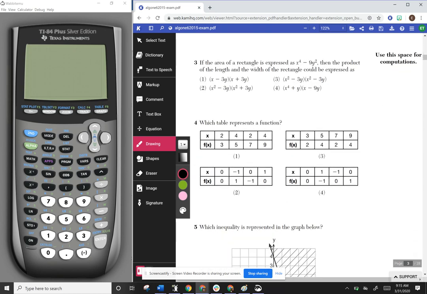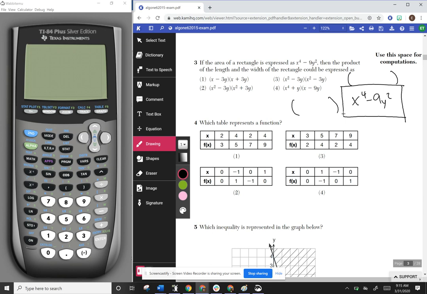All right, number 3. If the area of a rectangle is expressed as x to the 4th minus 9y squared, then the product of the length and the width of the rectangle could be expressed as. Okay, so when you have a rectangle, this is the area on the inside. So what could we multiply on the top and on the side to get that? And all of our answers are a binomial times a binomial.